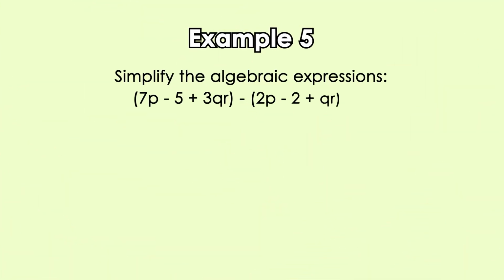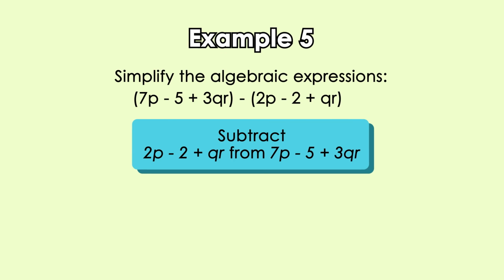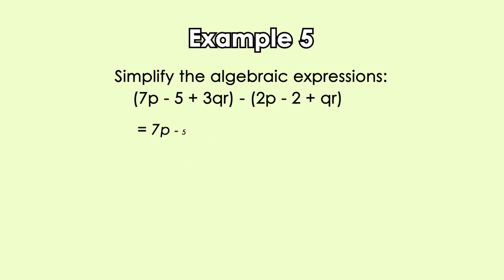Simplify the following algebraic expression. Subtract 2p minus 2 plus qr from 7p minus 5 plus 3qr. First, write 7p minus 5 plus 3qr without the bracket. Again, we are going to multiply each term in the second bracket by -1 to distribute the negative sign.